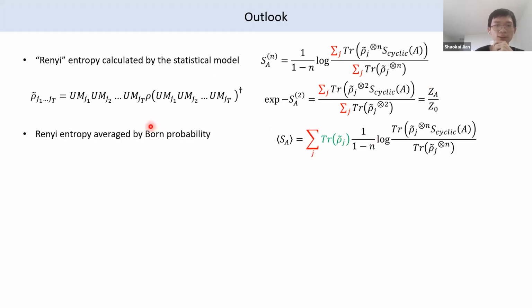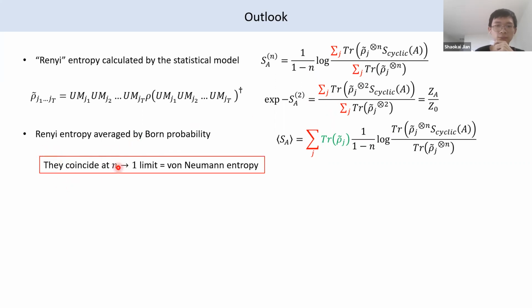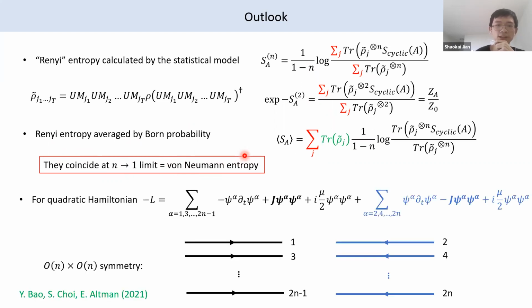However, what really matters is the Rényi entropy averaged by Born probability. This last factor is the definition of Rényi entropy, and we weight it by Born probability, and then we average over the measurement outcomes. So these are definitely different objects. An important observation is that they coincide when n is equal to 1. They both give the entanglement entropy. And this opens up a possibility to take the replica limit.